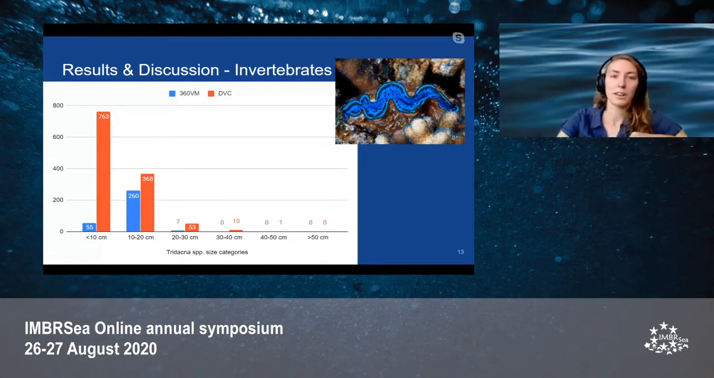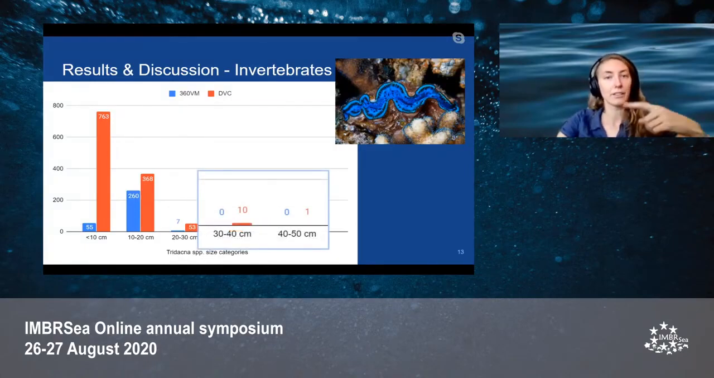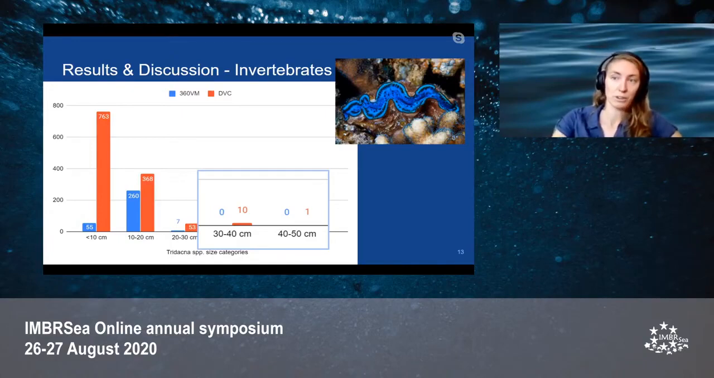But it does not explain why, for example, these 30 to 40 centimeter individuals, or this one 40 to 50 centimeter large individual recorded only by DVC, were missed in 360 video monitoring. So this was most likely due to the fact that the transect was filmed roughly 1 meter above the substrate, but the reef structure is very complex and the individuals could be hidden behind or beneath some structures very easily. And that it worked well for the fish survey, but for the invertebrate survey, it was important to hover directly over the substrate and really follow the reef structure.